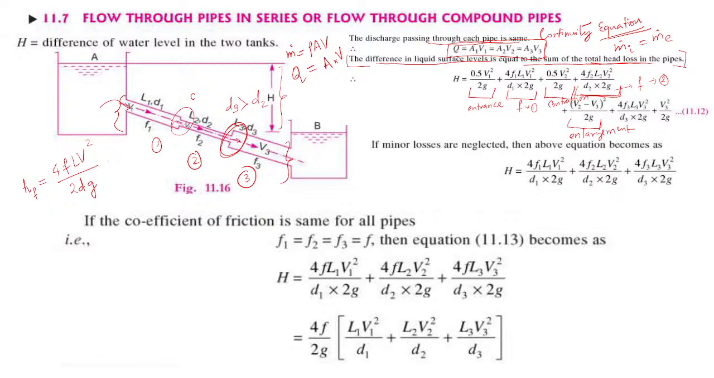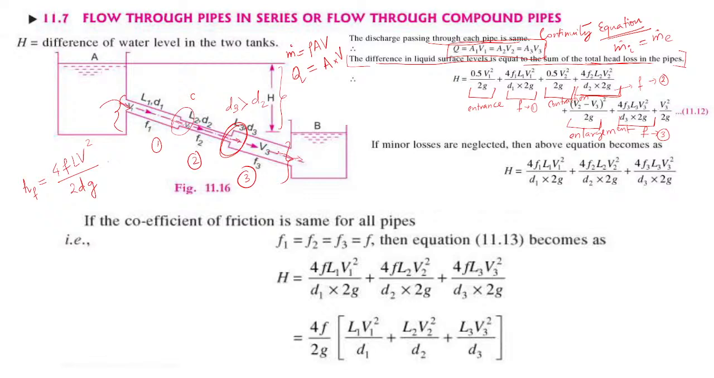This is due to sudden enlargement, right? Now we have to again consider for this pipe 3. So pipe 3 friction loss, or the major loss due to this pipe. So this is for the pipe 3.